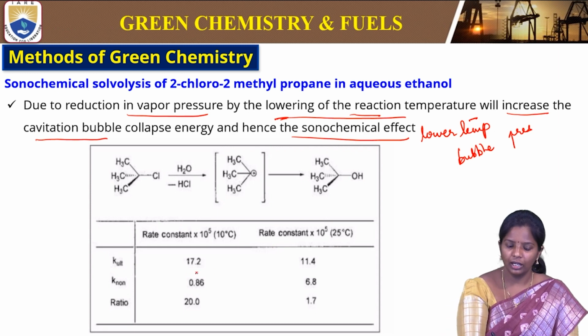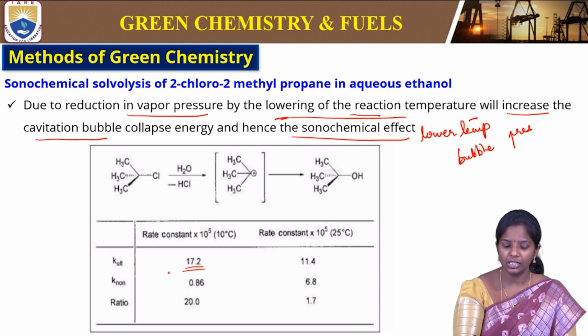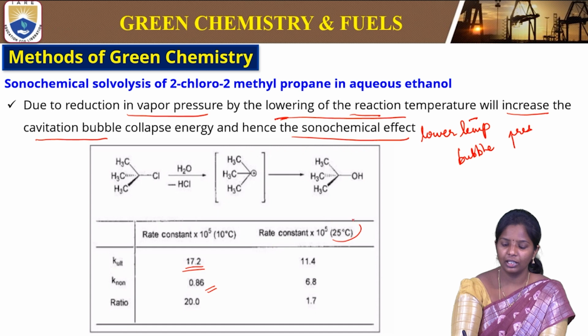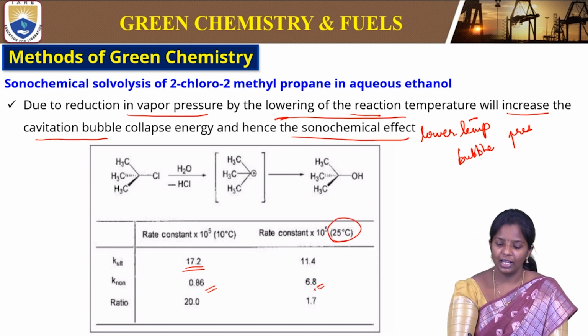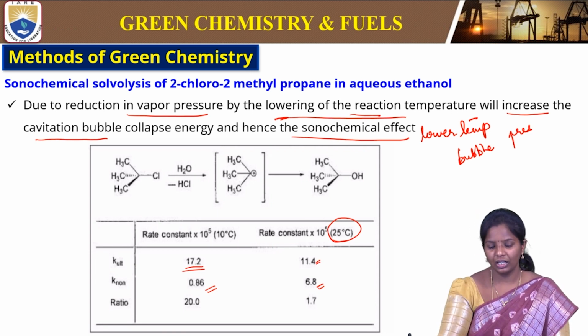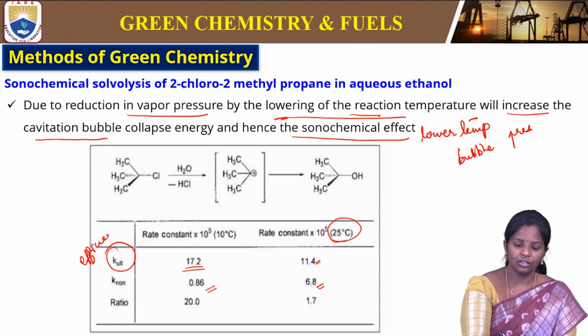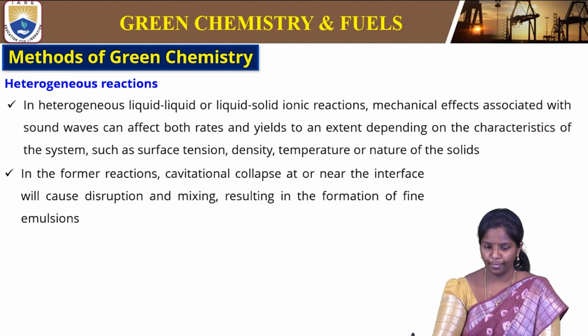So if we see the ultrasound, 17.2 into 10 power 5 is the reaction rate constant, but for the conventional method it is around 0.86. And even at the temperature of 25 degrees we use, it is only 6.8 in the conventional method, whereas it is 11.4 in the ultrasound method. So with this we can understand that the ultrasound method gives an efficient reaction, or uses energy efficiently to produce products.